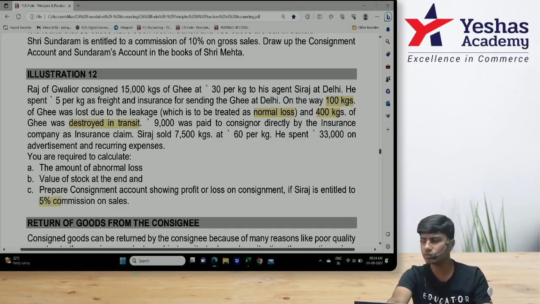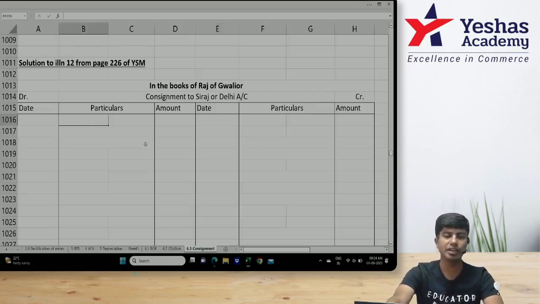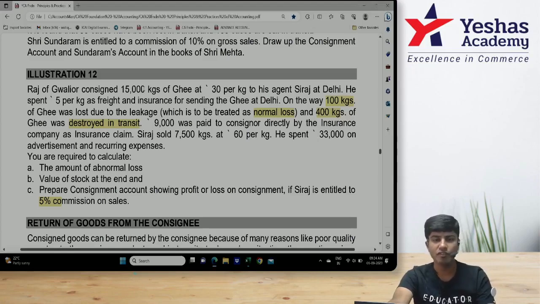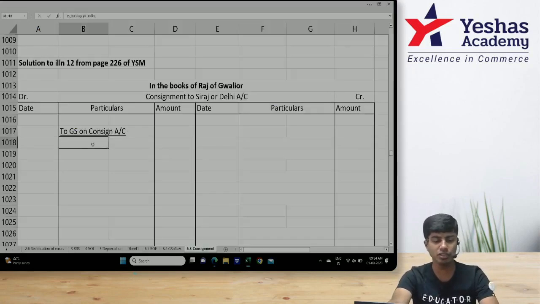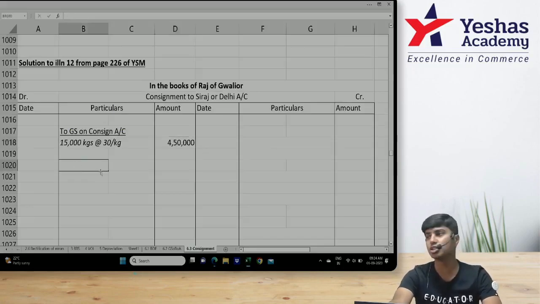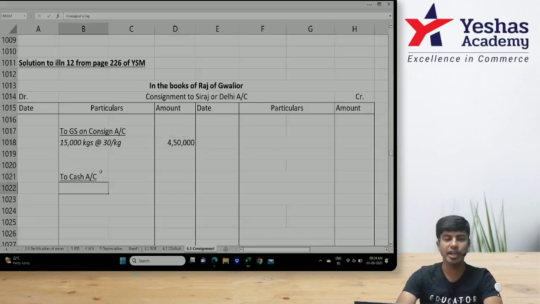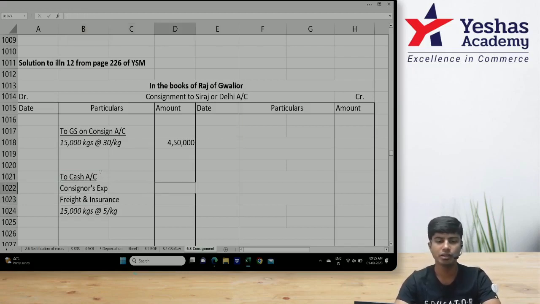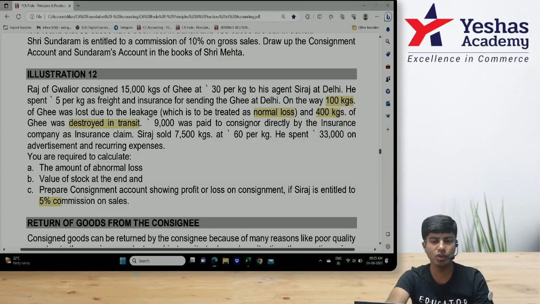Should I solve now? In the consignment account, I'll write to goods sent on consignment. How much is sent? 15,000 kgs at 30 rupees. 15,000 into 30 is 4,50,000. After that, expense incurred by consigner, 5 rupees per kg, that is insurance and freight together. I'll write to cash, consigner's expense, freight and insurance. 15,000 kgs at 5 rupees per kg, that is 75,000.